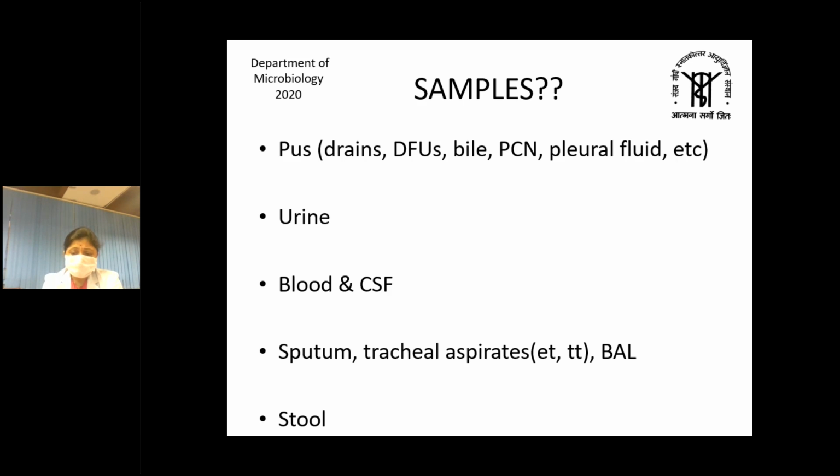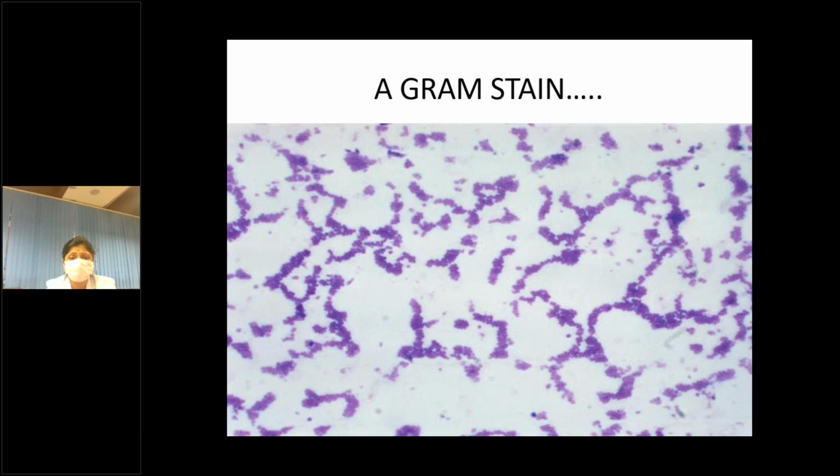Now, what are the samples that we usually collect for culture? Pus, such as from drains, diabetic foot ulcer pus, bile, PCN fluid, pleural fluid, CSF. These are the various samples that we get in our labs. Urine, blood cultures. In pulmonary samples, we may get sputum, tracheal aspirates, ETT, BAL, etc., and stool samples.